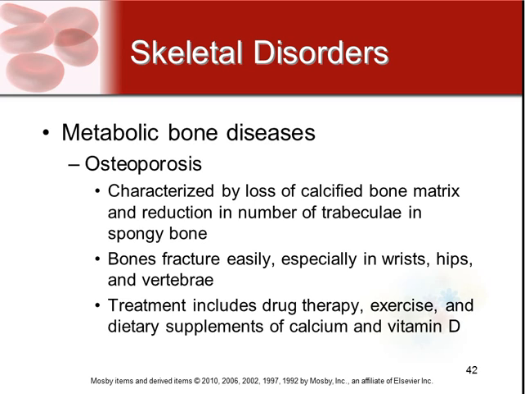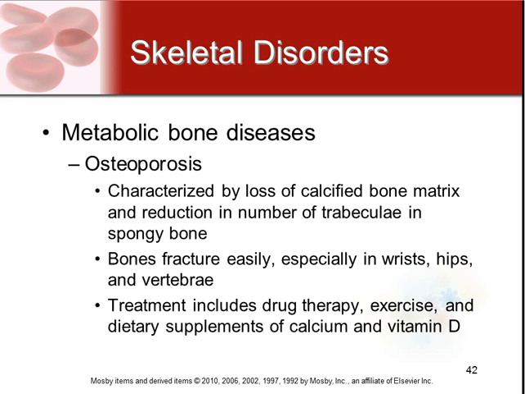So moving on from cancers, you can also have some metabolic bone disorders. Most common one of these is osteoporosis. Osteoporosis is characterized by the loss of calcified bone matrix. That means you're losing that calcified bone tissue. And it's a reduction in the number of trabeculae in your spongy bone.